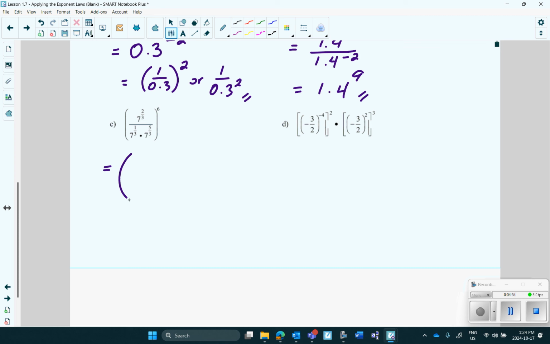Okay, so what is 7 to the 1/3 times 7 to the 5/3? Base stays the same. What do I do with the exponents? I do not multiply. I add the exponents. So what is 1/3 plus 5/3?